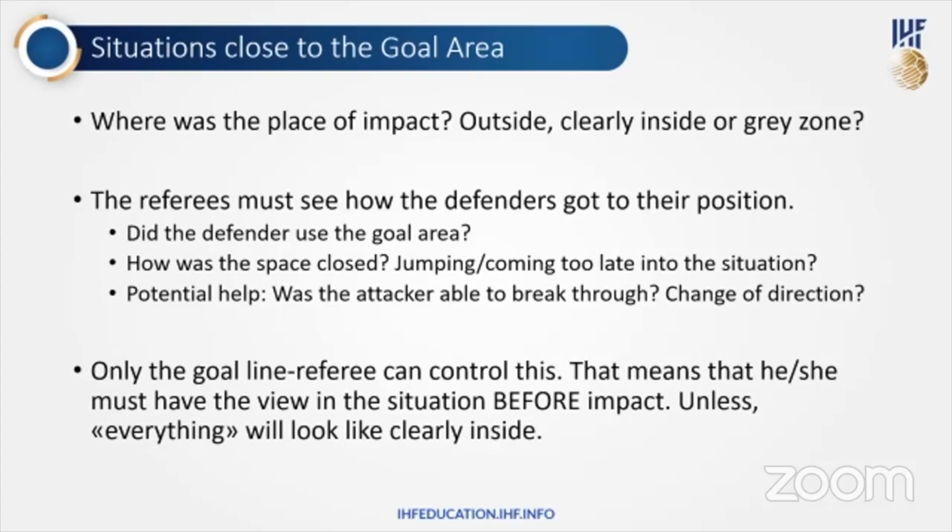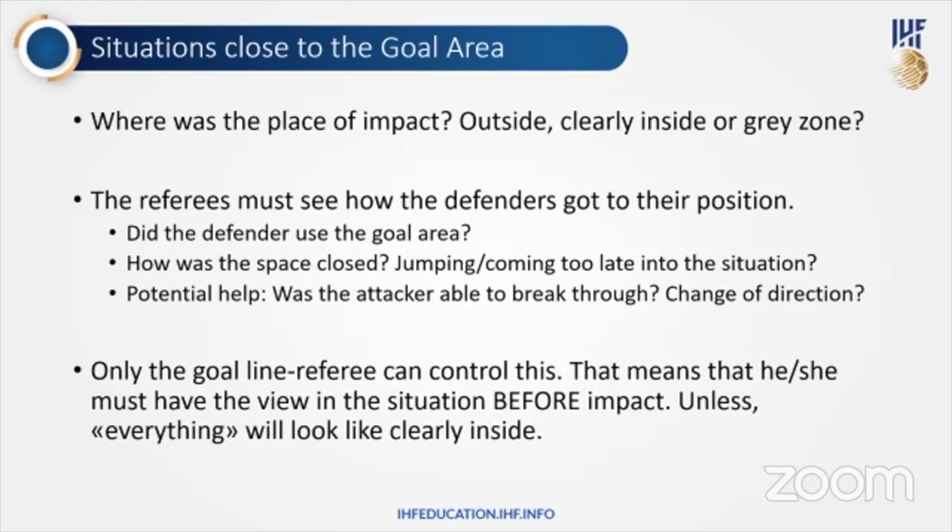So how to see this? How did the defenders get to their position? Sorry, it's a wrong word for me there in the text. I take full responsibility. Did the defender use the goal area? Run through the goal area? Take that shortcut to get into a correct position outside the goal area?